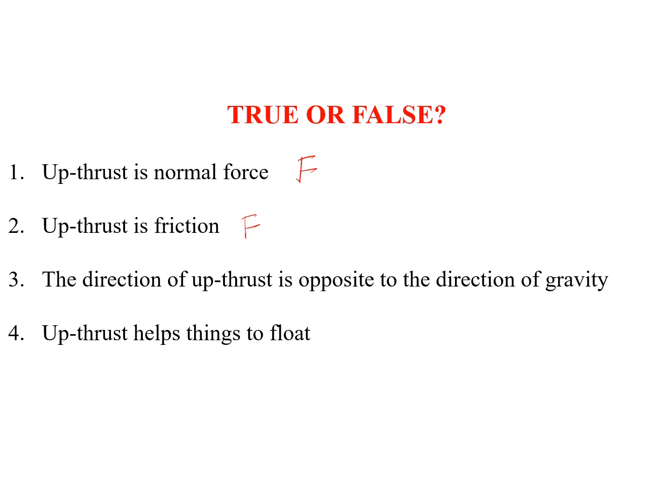The direction of upthrust is opposite to the direction of gravity? Yes, of course, you have learned about that. The upthrust pushes things upward, while gravity pulls things down to the center of the earth. Upthrust helps things to float. Yes, of course. Do you remember the huge ship? Yes, it's very large, but it can float on the water and not sink because of upthrust. It's true.